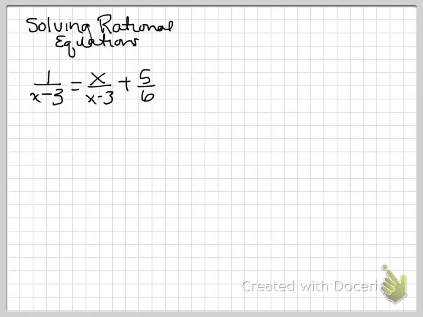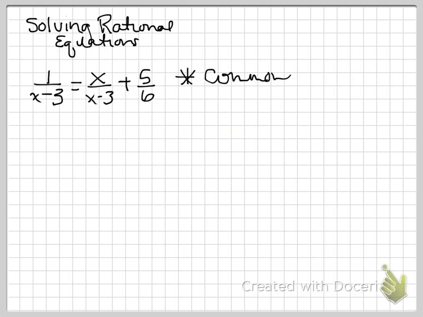Alright, so this is going to be a short review of solving rational equations. I've written the first problem up here. It's 1 over x minus 3 equals x over x minus 3 plus 5 over 6. First thing we want to do is find a common denominator.